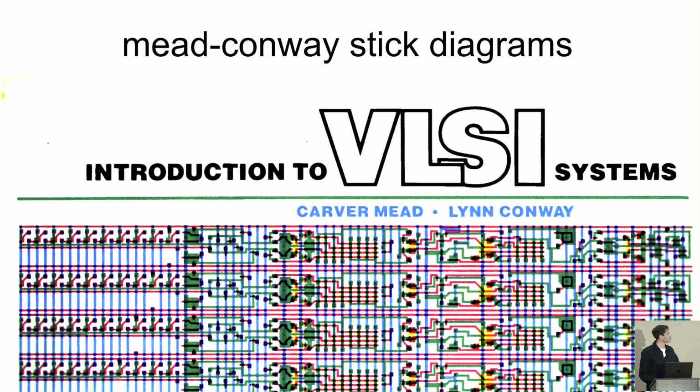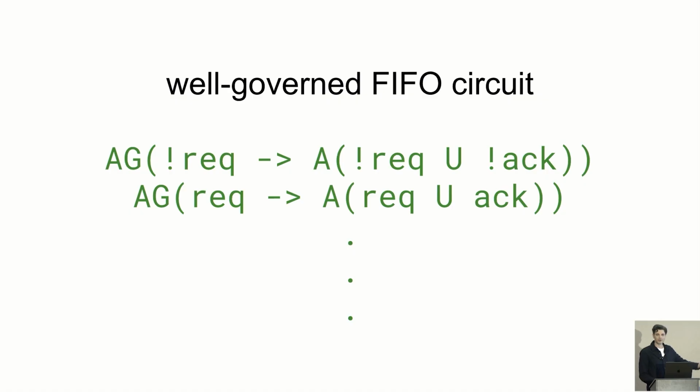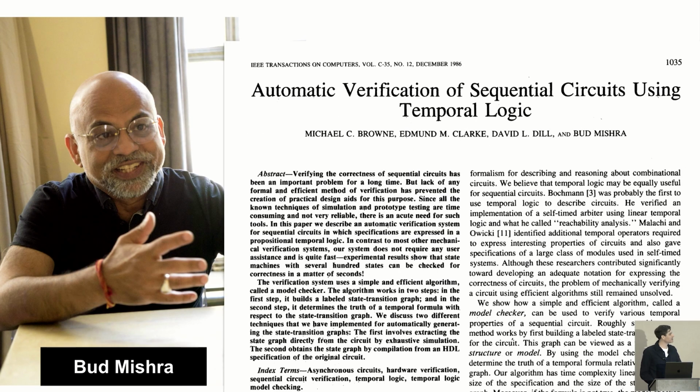So Bud picked up a book, the Mead-Conway stick diagram book, which is how chips were designed back then, with little different colors to describe the layers of where everything goes. And he found a canonical example of a FIFO queue, created a model for it, wrote some specs in CTL, and out came a counterexample. This was the first time a hardware bug was ever found by this means, and the birth of hardware verification. Why? He said he did it in just a couple nights of work because he wanted to write his thesis on whatever he wanted. But a great paper: Automatic Verification of Sequential Circuits Using Temporal Logic.